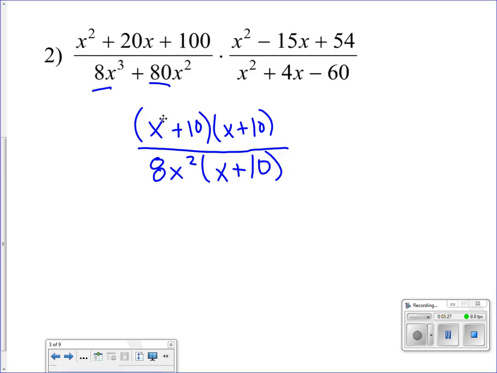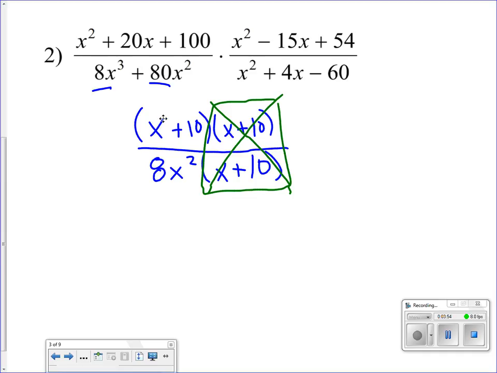And what that did for me is I said, hey, wait a second. x plus 10 as a factor appears in both the numerator and the denominator. x plus 10 divided by x plus 10 is just a fancy form of 1. So this is like saying times 1. I don't need to say times 1, it's redundant. So this rational expression is equivalent to x plus 10 over 8x squared.